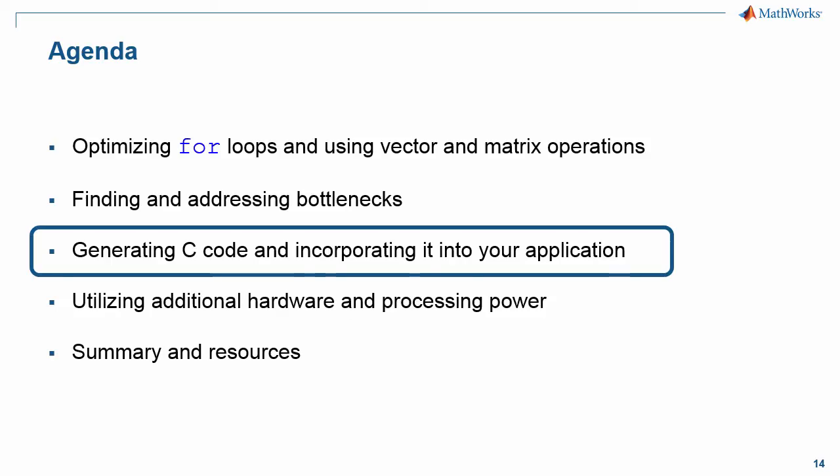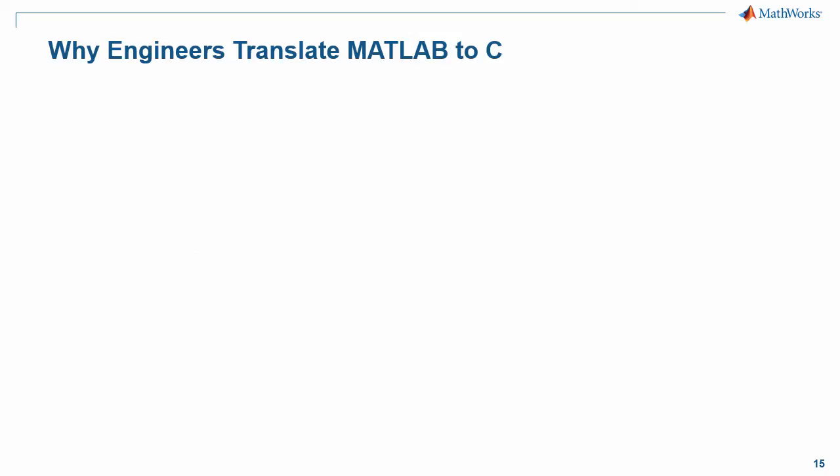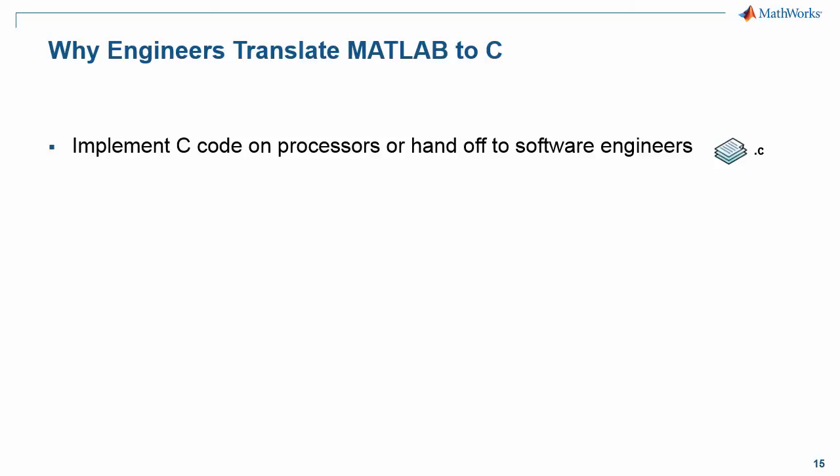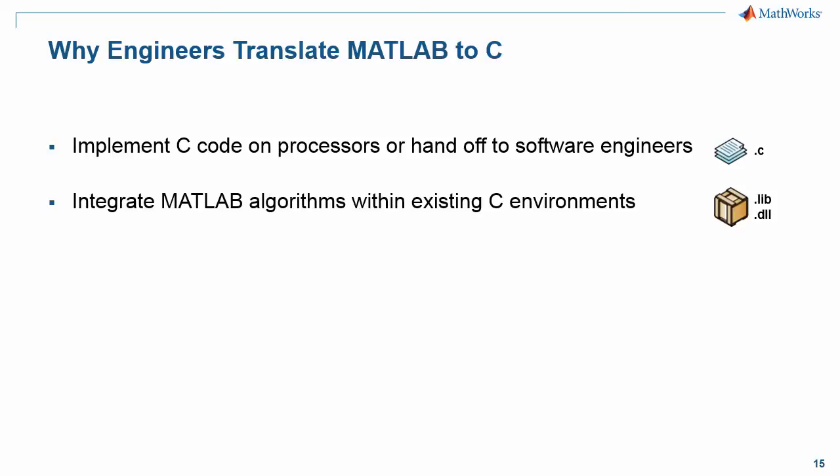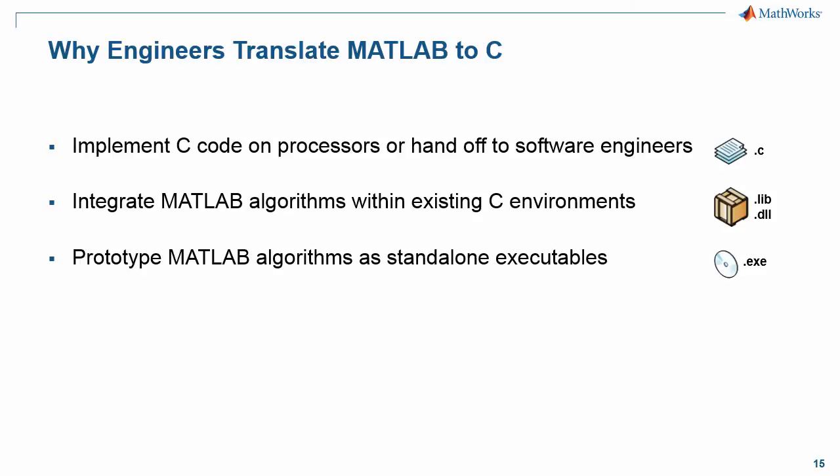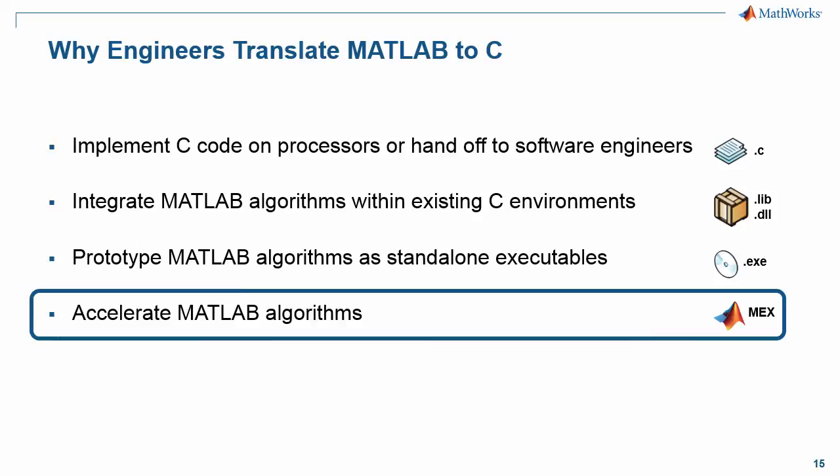So with that, let's look at generating C code and incorporating it within our application. Before I jump into the product, what are a few reasons we might want to translate MATLAB code into C? First is to actually put it on an embedded system, or to give it to software engineers or colleagues who are working within a C environment. It's also so you can prototype algorithms and then run them as standalone executables, and to accelerate certain classes of MATLAB algorithms, which is what we're going to be focusing on today.